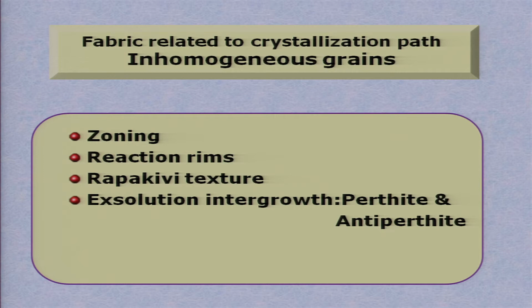Hello learners, in the second part of this program, I will discuss the textures where the grain size is inhomogeneous. It includes zoning, reaction rims, Rapakivi texture, exsolution intergrowth, both perthite and antiperthite textures. First, I will take up zoning.